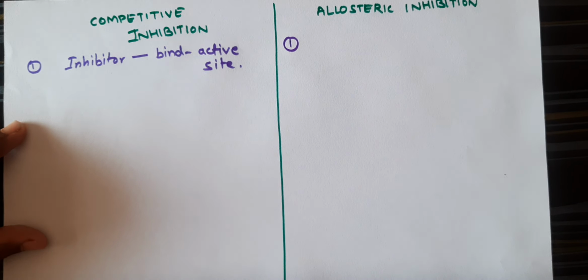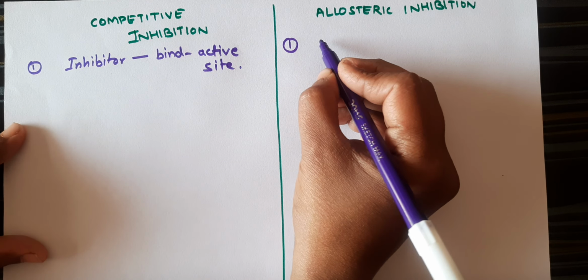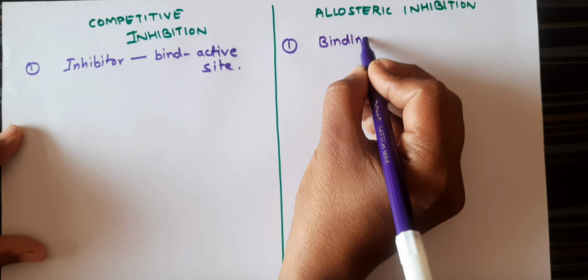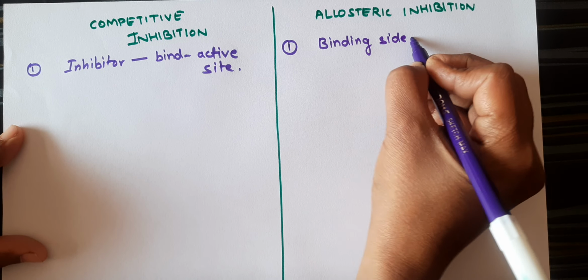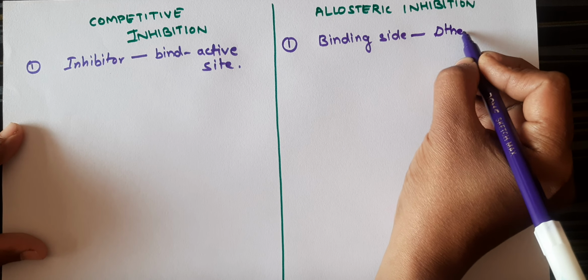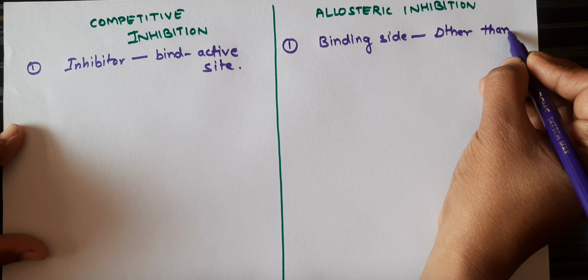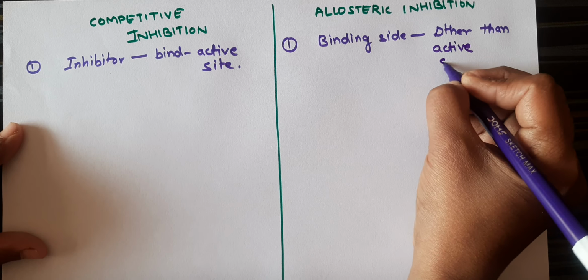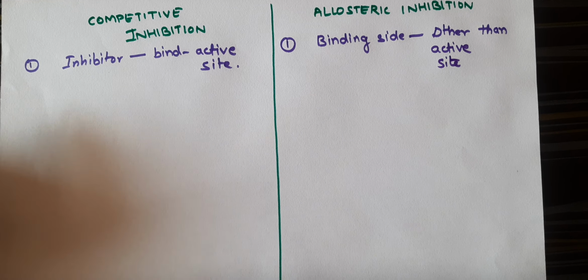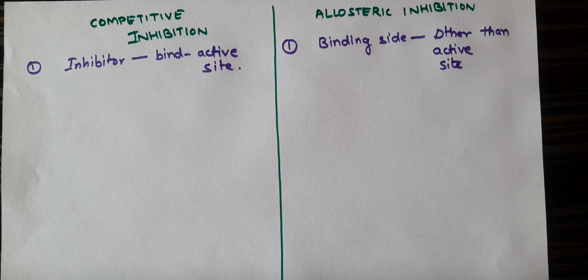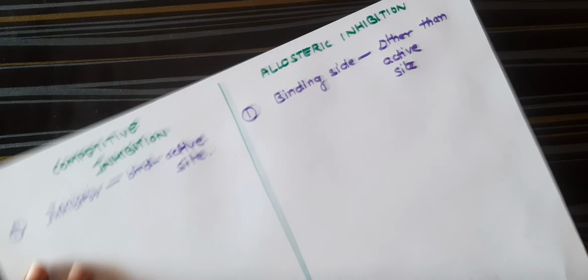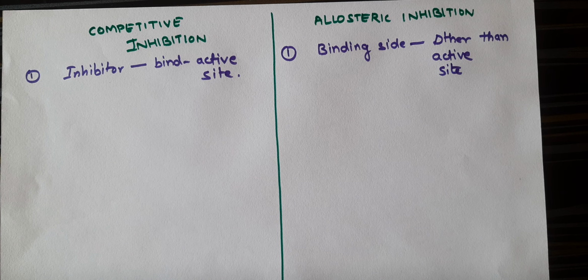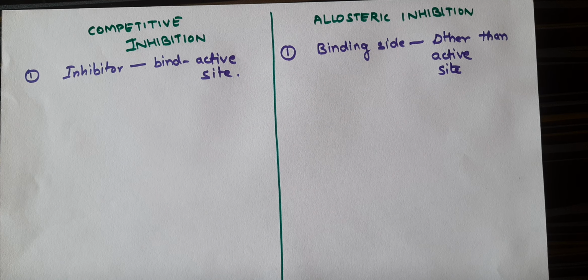Okay, and in the allosteric inhibition, the inhibitor will bind, however the binding site is other than the active site. So the inhibitor will inhibit the reaction. So the first difference among the two is that the inhibitor, in case of competitive inhibition, will bind the active site, whereas in case of allosteric inhibition, the binding site is not the active site, it will bind somewhere else.